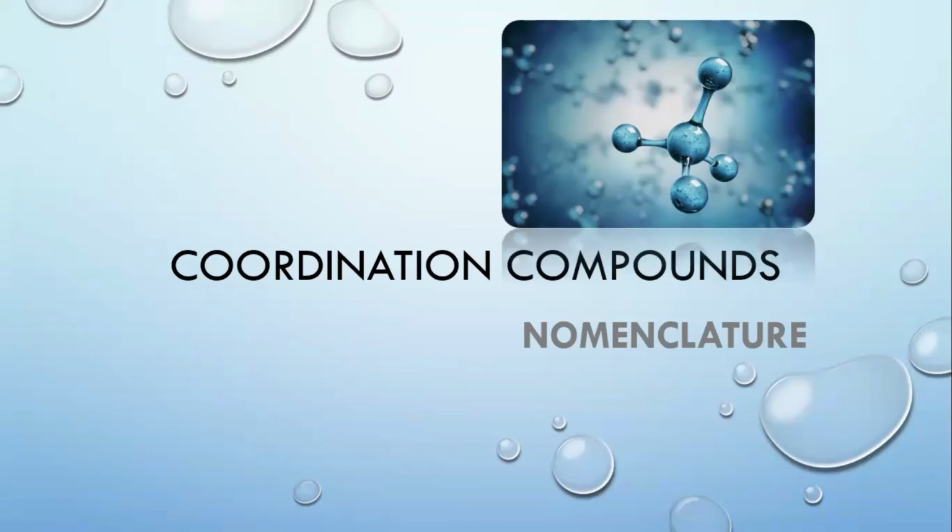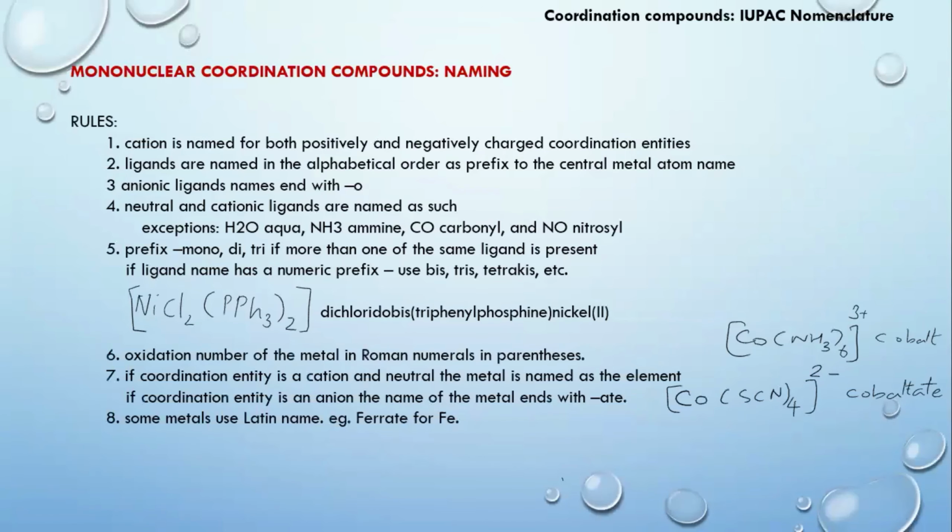Greetings everyone, welcome to yet another topic in coordination compounds, that is nomenclature. Nomenclature means naming of coordination compounds. According to IUPAC nomenclature, there are certain rules that have to be followed for naming coordination compounds. These rules are shown on the screen.